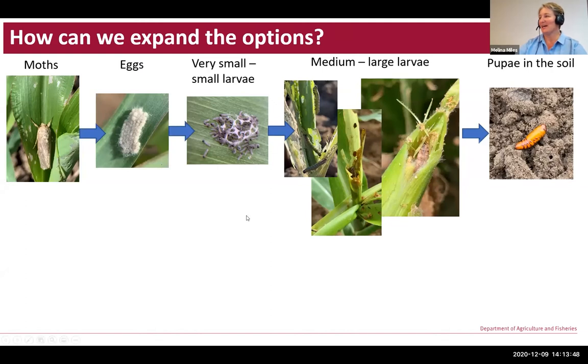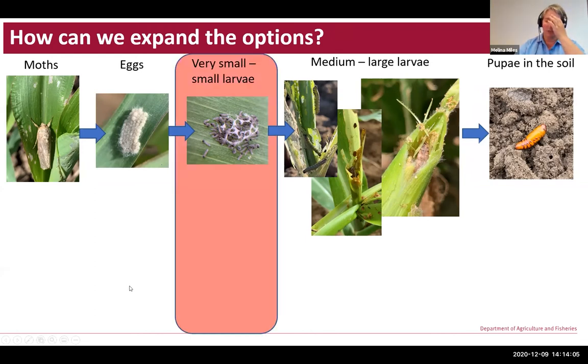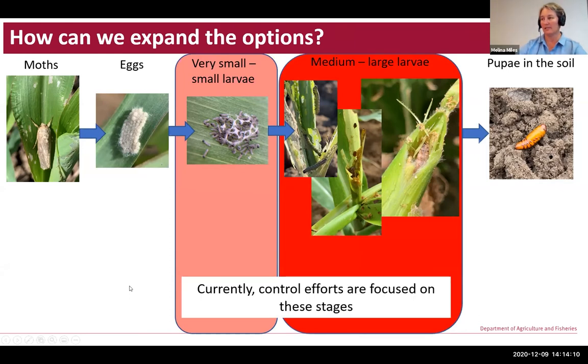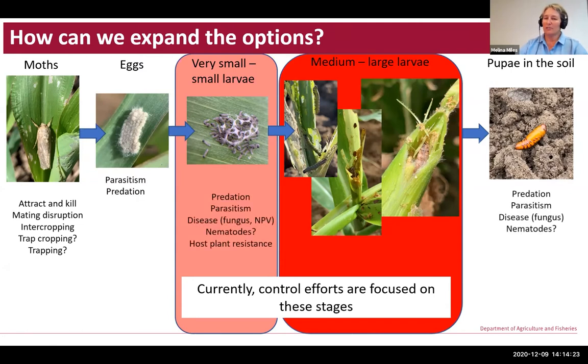How might we do this, this pipe dream that I'm selling you? I thought maybe the way to do it is to show graphically what we're dealing with. Essentially the continuum is moths, eggs, small larvae, medium to large larvae that are the most damaging, and then the pupae in the soil. What we typically do is focus on these stages here, and these are the ones that we target with insecticides, and that's where the effort is currently because they are dramatically impacting the plant. And these are the places where we can put these other options to increase the mortality through the life cycle of fall armyworm.